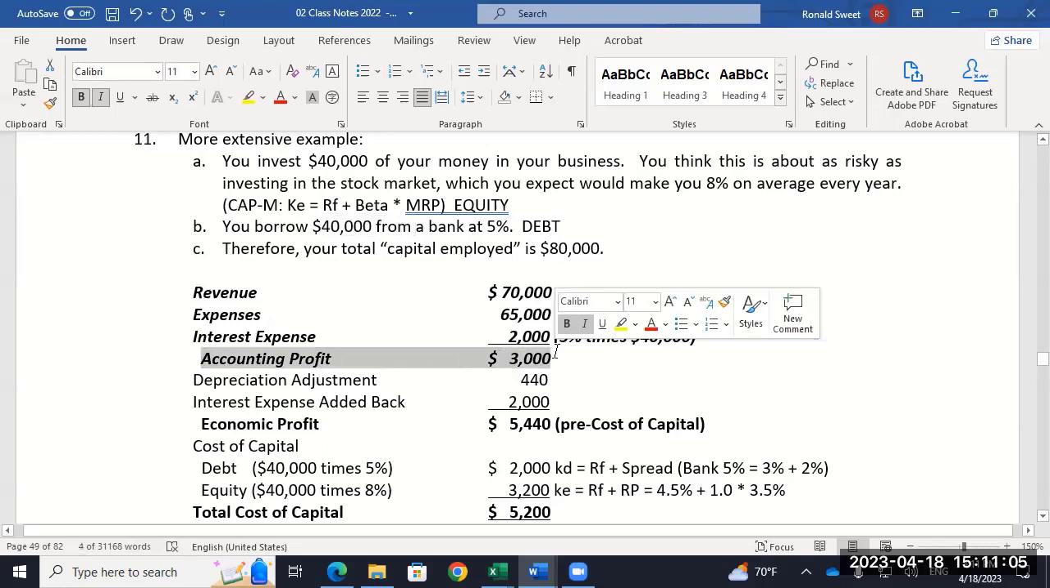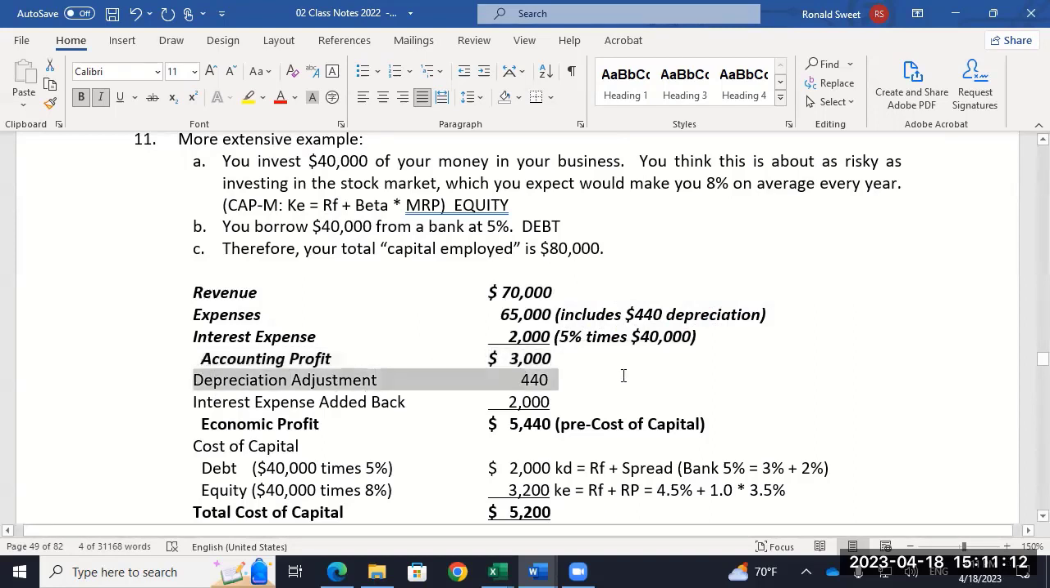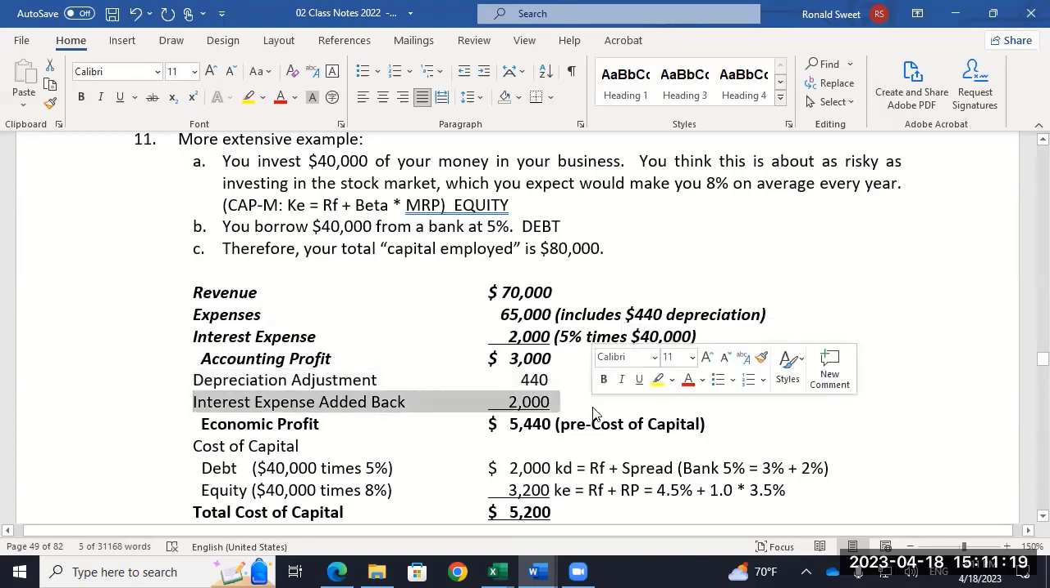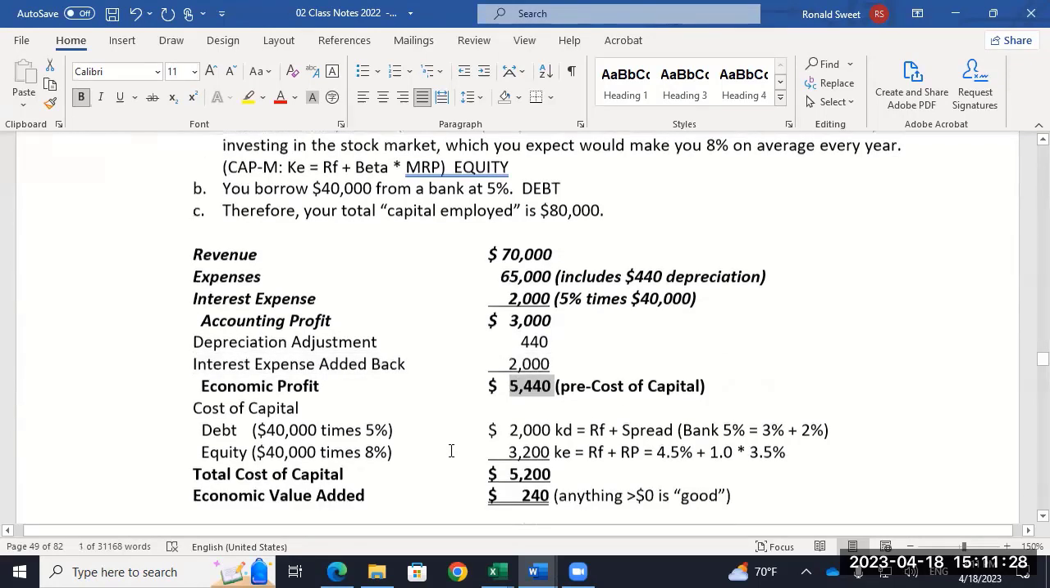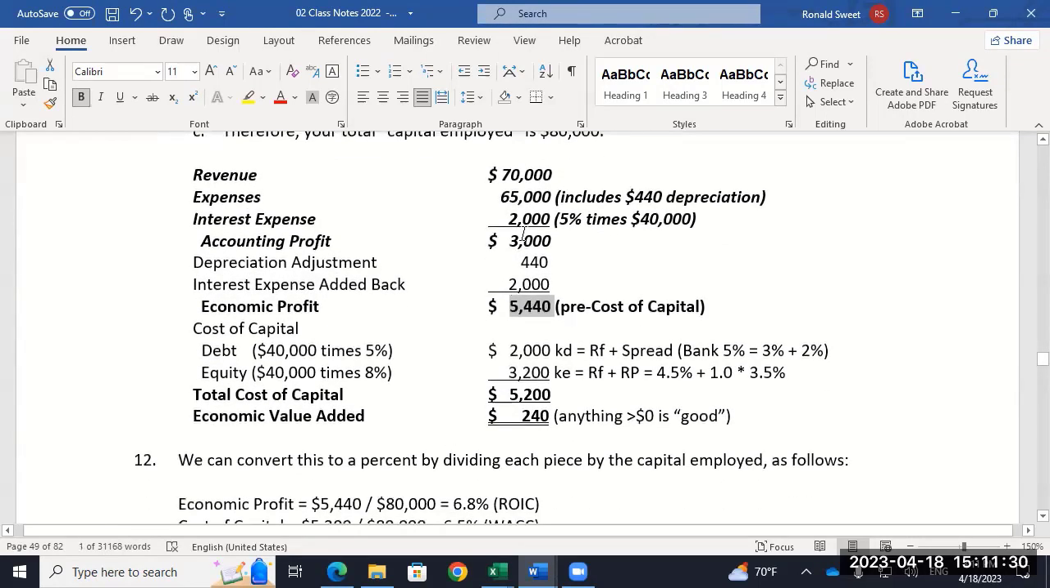Now I'm ignoring taxes in here. So we're going to add two things back. We're going to add back depreciation because that's a non-economic expense. We're also going to add back interest expense because we want to look at our profit before cost of capital. So any cost of capital on our net income, we want to add that back. So that gives us $54.40. Our $3,000 accounting profit plus depreciation plus our interest expense, we add that back. Our economic profit is $54.40.